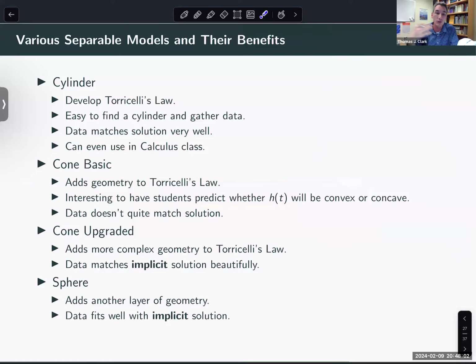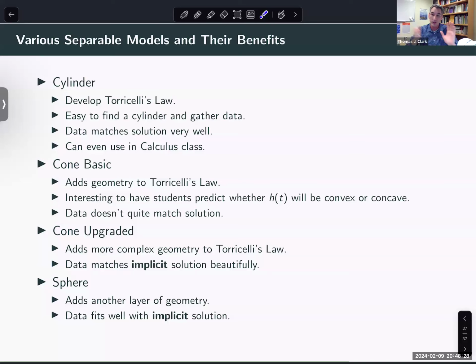Then you do the cone. You can upgrade the cone, or you can start with the upgraded cone if you don't want to do two versions. But I like the bait and switch on the cone. And you can think about, is it going to be fast, then slow, or slow and then fast? And then the sphere adds that more complex geometry, and the data fits the solution pretty much right on again.